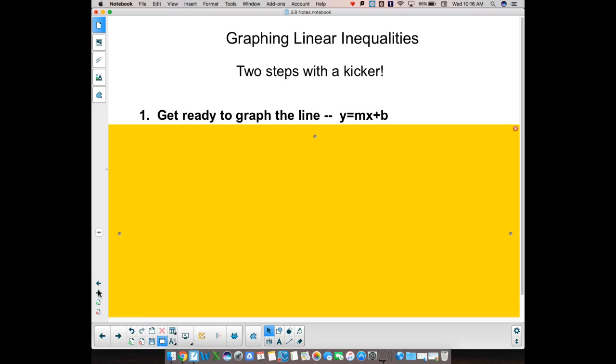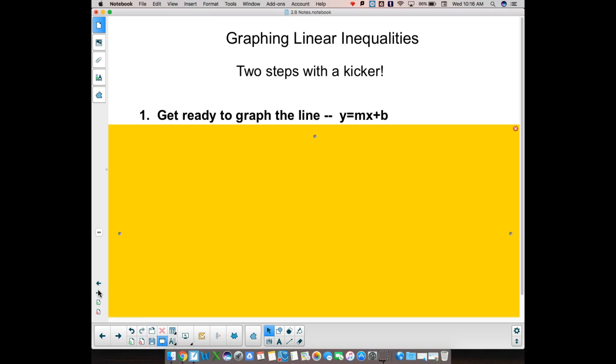Me, I think it's easiest to solve for y, because then that gives me the y-intercept and the slope, and I can plot a bunch of points and I'm good to go. That's just me, that's the way I'm going with it. But if you need to do it your way, you do it your way. Now, here's the kicker.